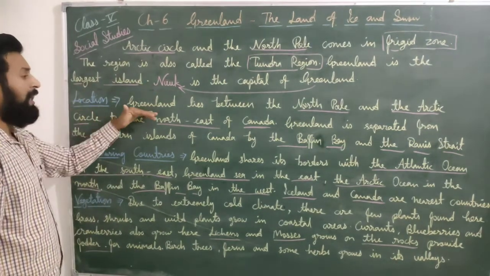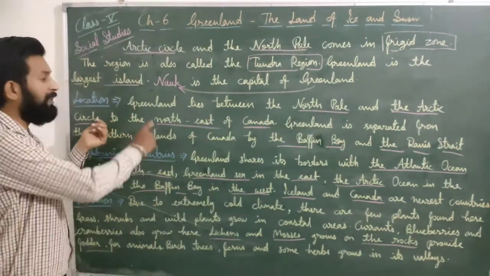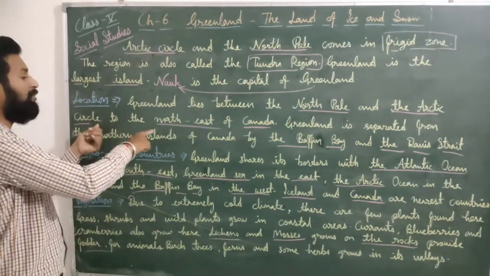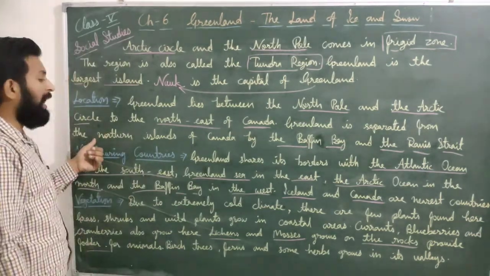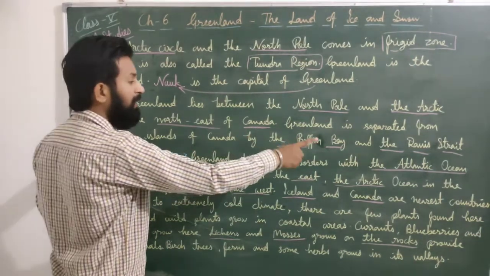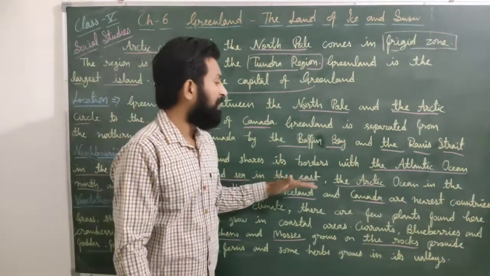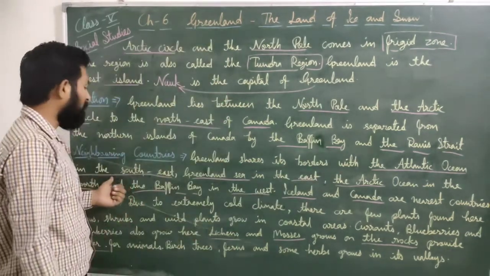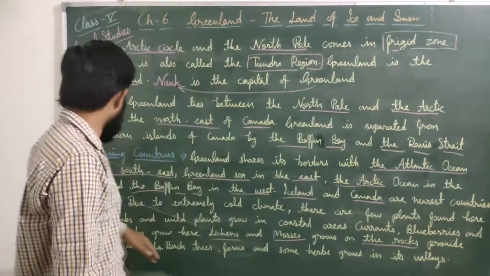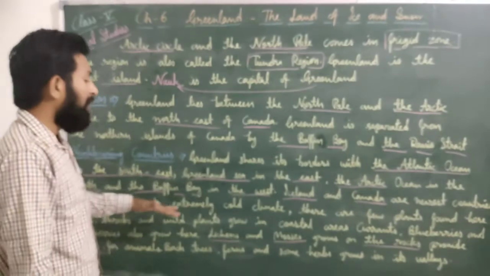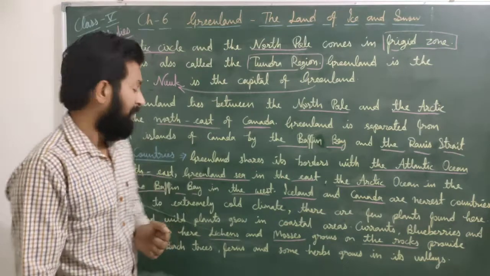Location: Greenland lies between the North Pole and the Arctic Circle, to the northeast of Canada. Greenland is separated from the northern islands of Canada by Baffin Bay and the Davis Strait. Neighboring countries: Greenland shares its borders with the Atlantic Ocean in the southeast, the Greenland Sea in the east, the Arctic Ocean in the north, and Baffin Bay in the west, and Iceland and Canada are the nearest countries to Greenland.